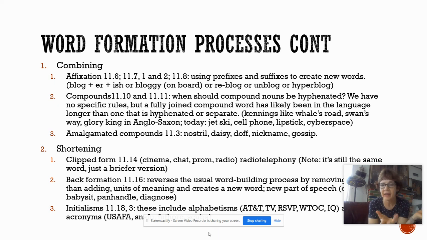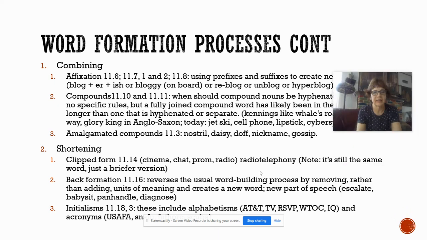Daisy was days eye. Doff, like to doff your hat, was to do off. Nickname was an eka nama, which was eka meant other. So it was an other name. And then we also had juncture displacement that we learned about earlier on. So it was an eka, and then it became a neka nama, and then a nickname. Gossip was god, which meant good, and then ship was friend. So a gossip was a good friend. I think I gave away a few of these, but if you look through 11.13.1 and 2, it will show you some other examples, and I think I have you do some of those.